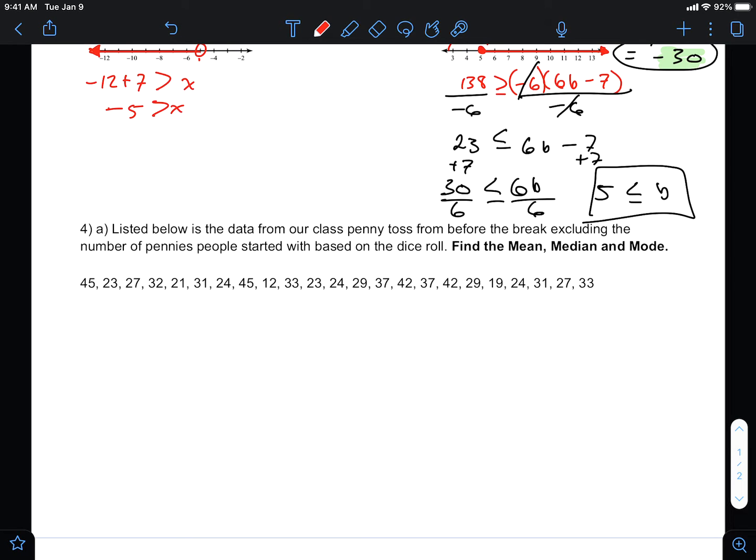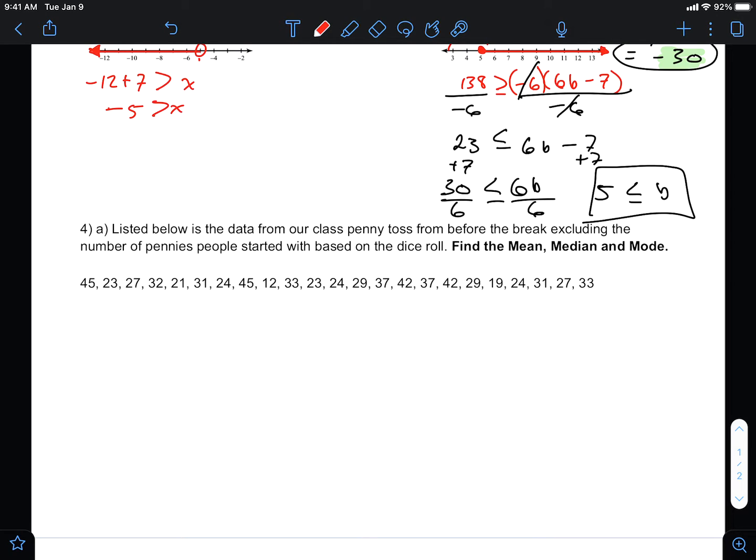Okay, so listed below is the data from our class penny toss from before the break, excluding the number of pennies people started with based on the dice roll. So obviously we didn't have any y-intercepts with these. This is pure data based on how quickly people could throw pennies into cups, not where they started. And in case you're wondering, it is in alphabetical order, because I copy-pasted from the Excel sheet.